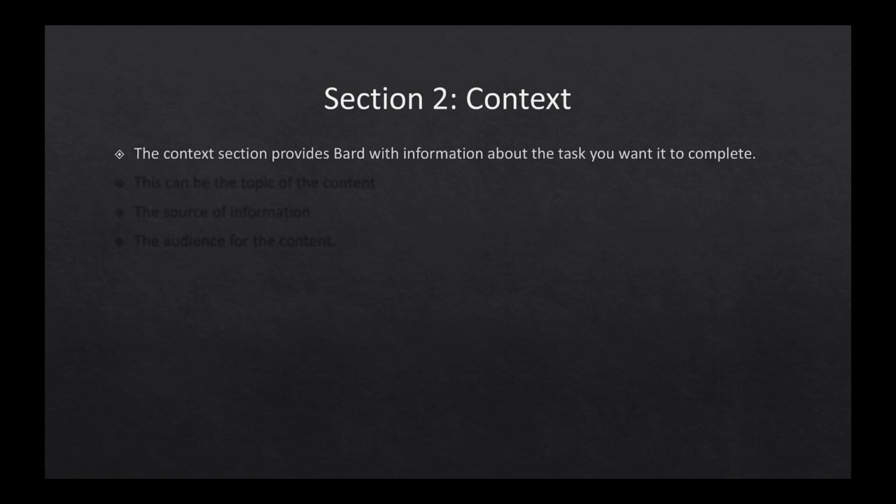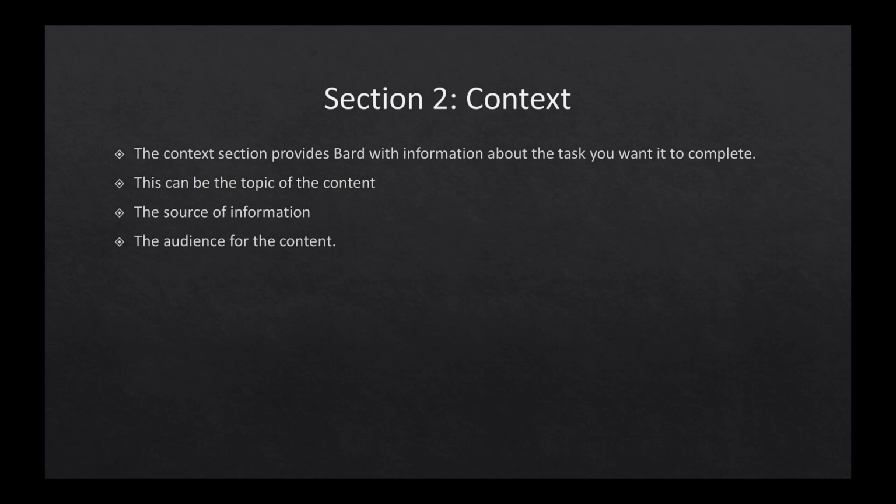Now coming to section 2, that is context. The context section provides Bard with information about the task you want it to complete. This can be the topic of the content you are looking for, the source of information from where you want the output content to be, or the audience for the content, basically the target audience.